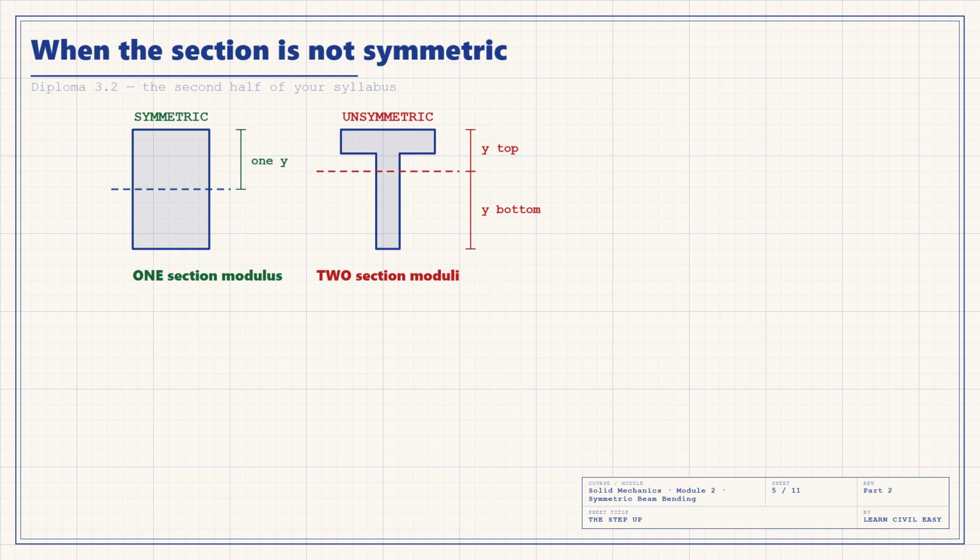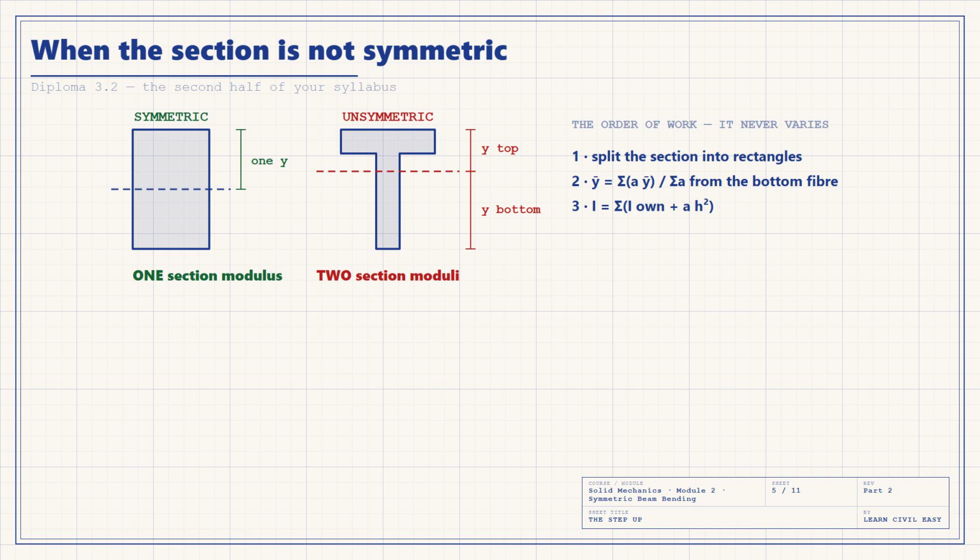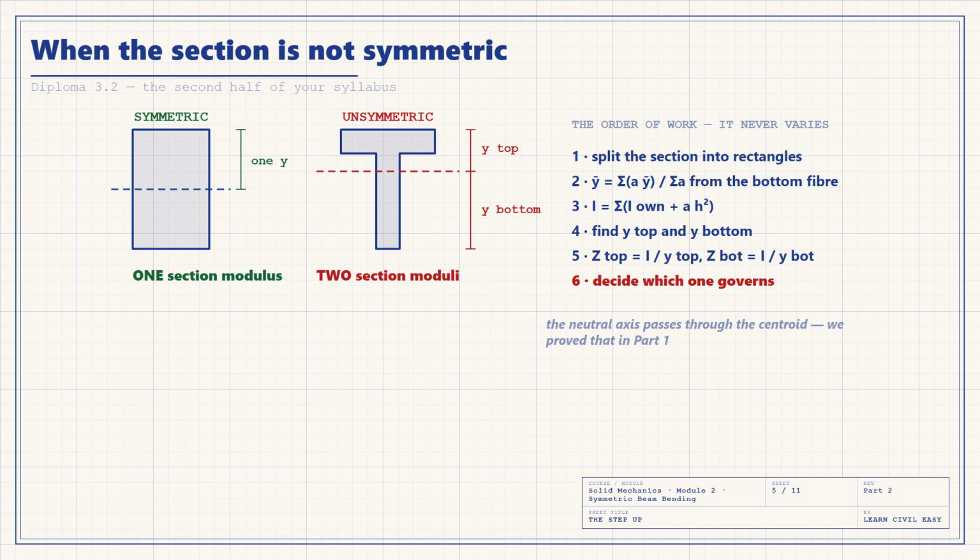Here is the order of work, and it never varies. Split the section into rectangles. Locate the centroid from the bottom fiber. Apply the parallel axis theorem to get I about that centroid. Find both edge distances. Get both section moduli. Then decide which one governs.